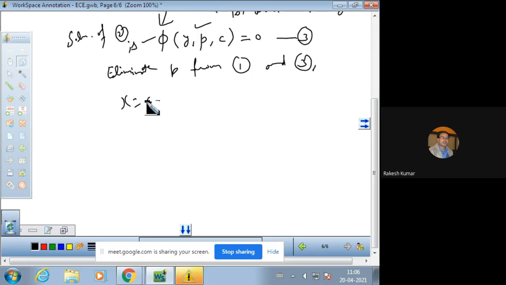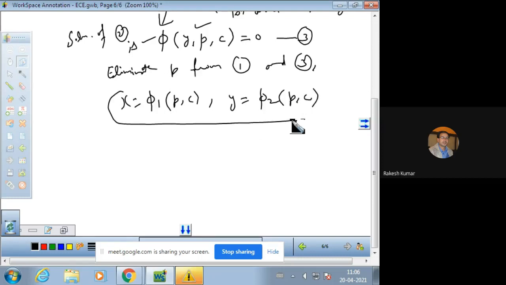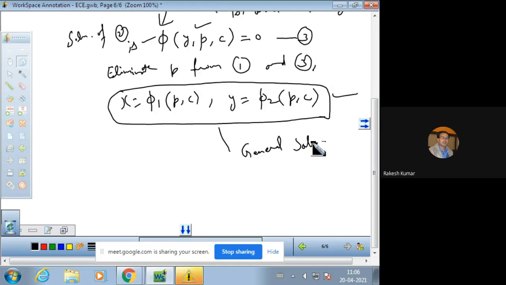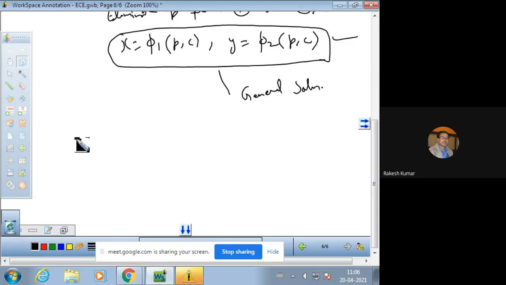So what does it mean? x will be a function of p and c, and y will also be a function of p and c. And these two relations of x and y in terms of p and c are said to be the general solution of the given differential equation. So this is the procedure by which we can find the solution of the differential equation using the method of equations solvable for x. For explaining it more, we can take an example.